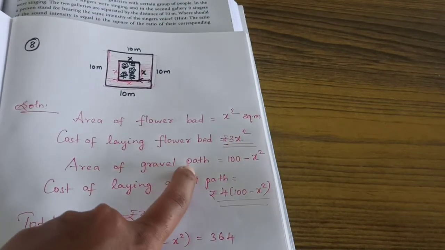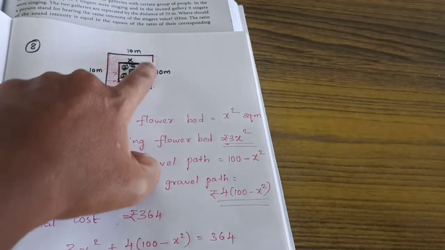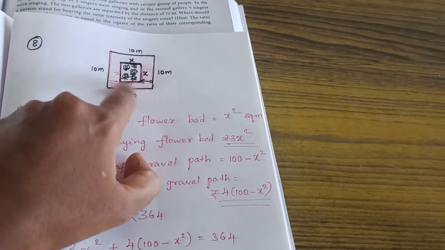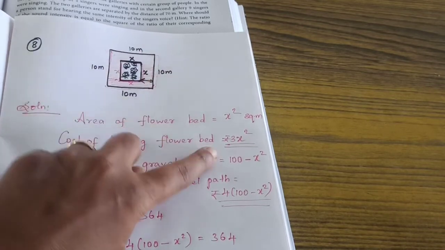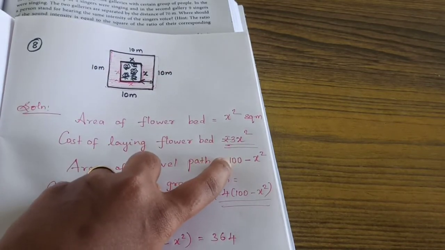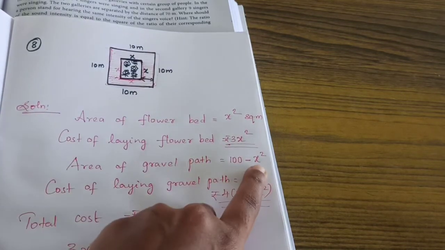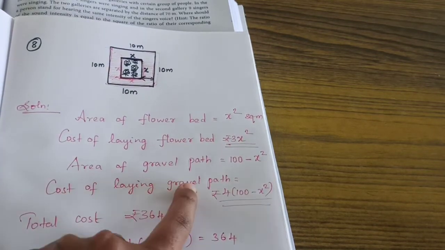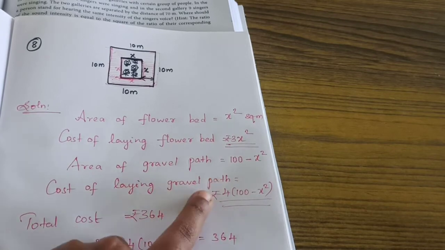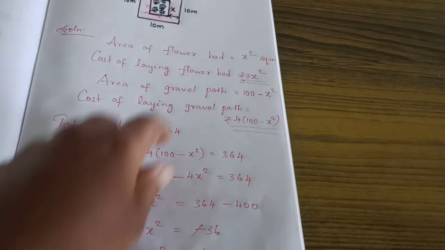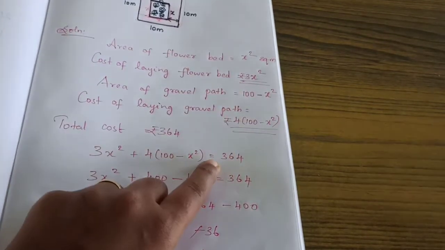So the area of the gravel path, how can we calculate? This red color area, how will we calculate? The total area minus the area of the flower bed. Total area means 10 square, that means 100, minus the area of the flower bed, that means x square. That cost is 4 rupees per square meter. So 4 into this full value. Then the total cost, this cost plus this cost, equals 364, and we can solve like this.